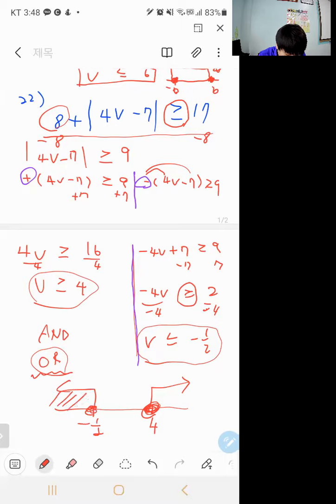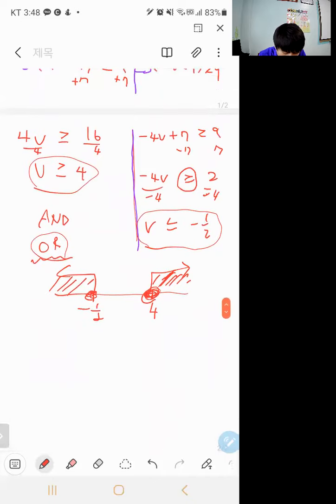Okay, so here and here, they're both our solution. And this is how you would write it. V is greater than or equal to 4, or v is less than or equal to negative 1/2. And that's my solution.